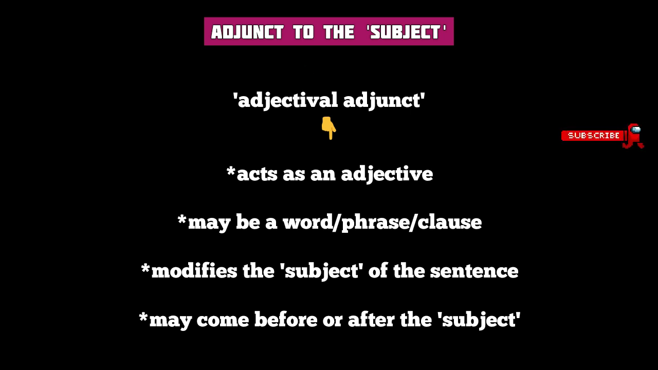So remember these 4 key points about the adjunct to the subject. It acts as an adjective. An adjectival adjunct may be a word or a phrase or a clause. It modifies the subject of the sentence. And an adjunct to the subject may come before or after the subject. And this whole grammatical exercise of using adjuncts to the subject is also known as the enlargement of the subject.